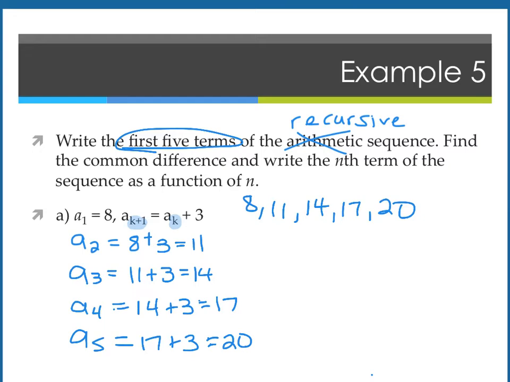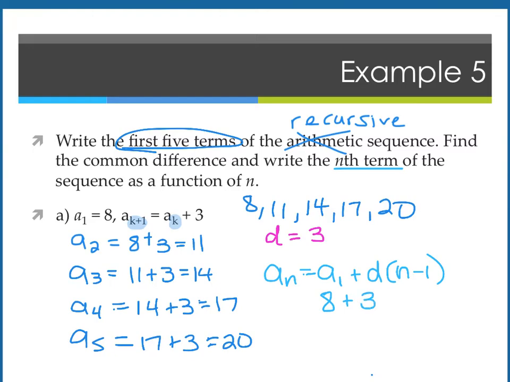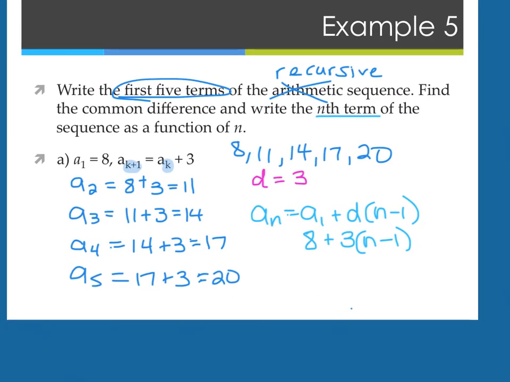Then it says, write the common difference. So what's d for 8 to 11, 11 to 14, 14 to 17, 17 to 20? Positive 3, right? So d is 3. And then it says, write the nth term. This is your equation. A sub n equals a sub 1 plus d times n minus 1. A sub 1 was 8 plus d, which is 3, n minus 1, 8 plus 3n minus 3, or 5 plus 3n.